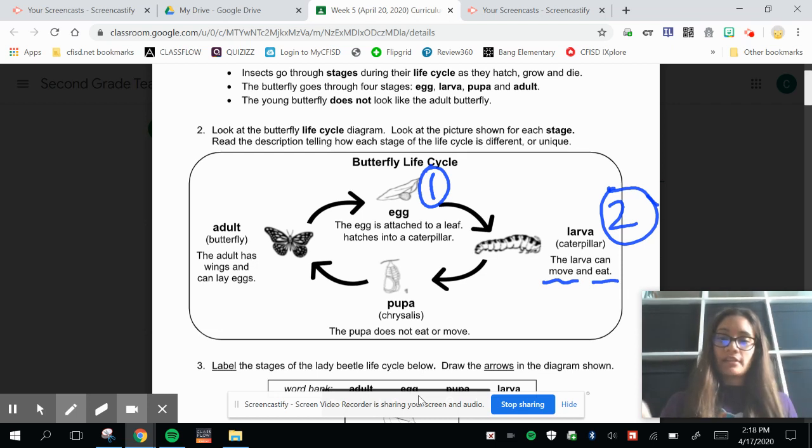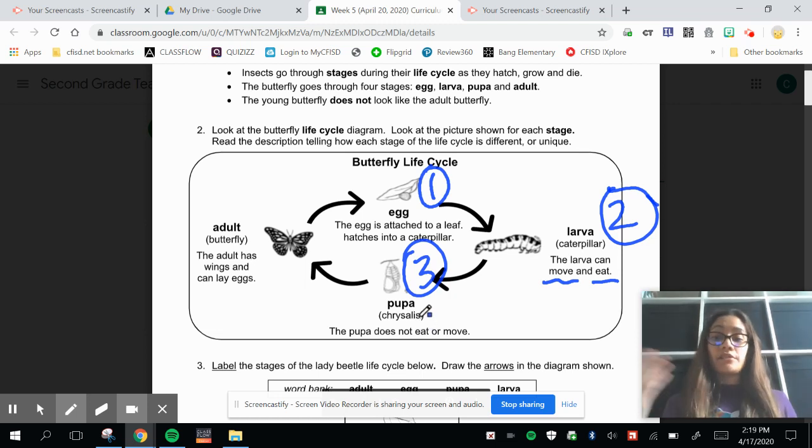Our third stage is the pupa. During this pupa stage, also known as the chrysalis, and some of you might know the word cocoon, the pupa, this right here, attached to a stick or to a tree limb, it does not eat, it does not move. Inside, the pupa is going through a metamorphosis. Metamorphosis means a change.